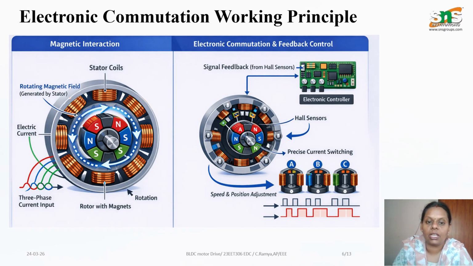Next comes electronic commutation. The working principle of the BLDC motor is completely based on electronic commutation. Instead of brushes physically switching the current, an electronic controller energizes the stator windings in sequence, based on the rotor position. This creates a rotating magnetic field that interacts with the rotor magnets and produces the torque. Accurate timing of switching is critical for smooth operation and efficiency.